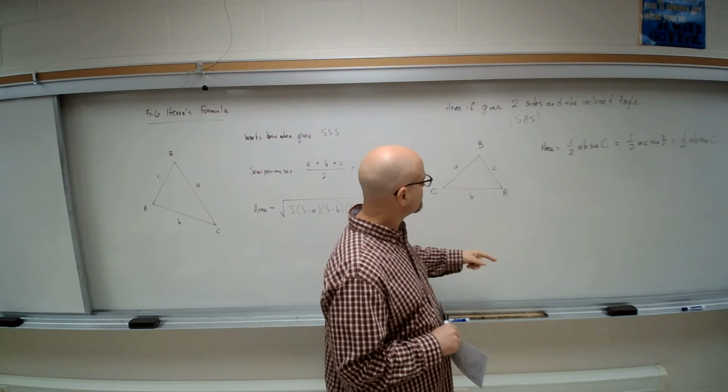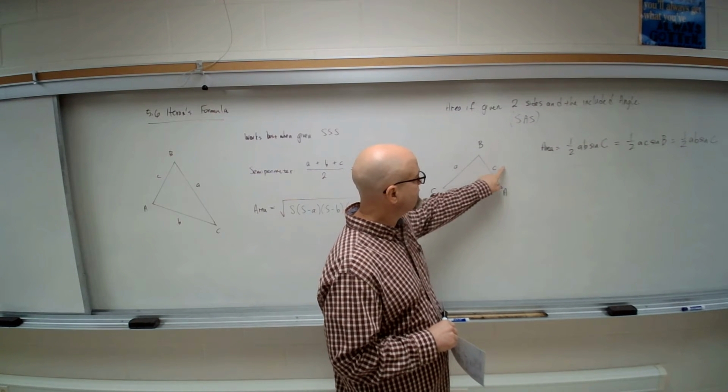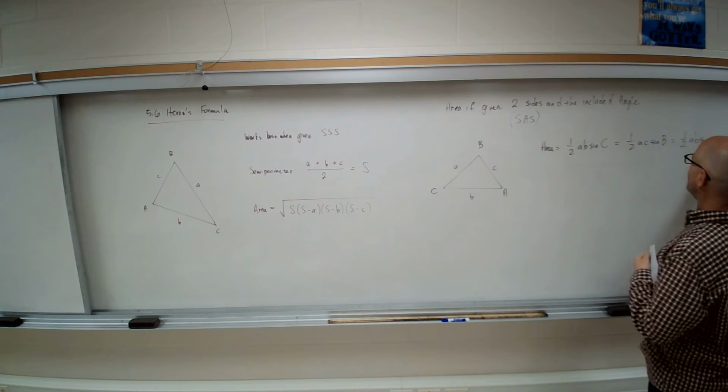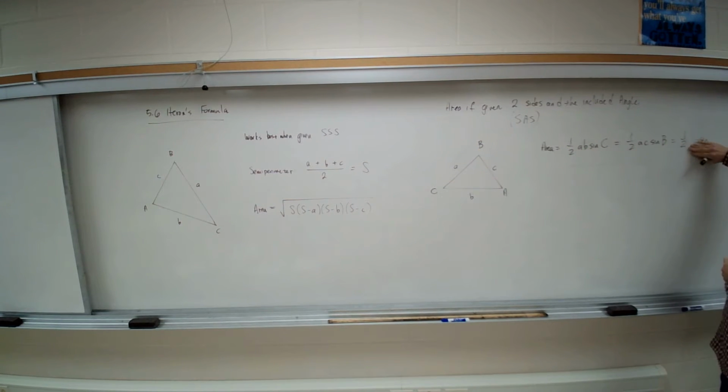And then the last one is if you know sides B and C and angle A. Oh, this should be an A, right? What did I do? I wrote the same version twice. This should be AB, nope, should be AB, and then C. Sorry. So notice you'll have a side, and then the included angle. So this one was AB sine C.